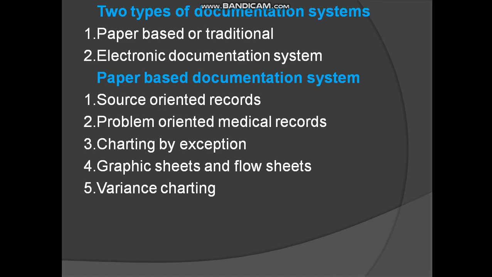First one is the paper-based or traditional system. Paper-based documentation system is again divided into five: source-oriented records, problem-oriented medical records, charting by exception.